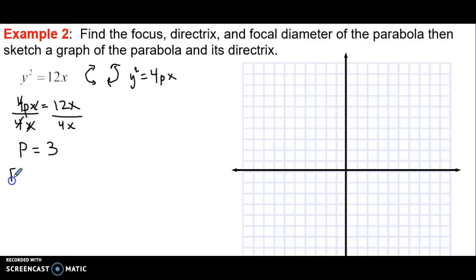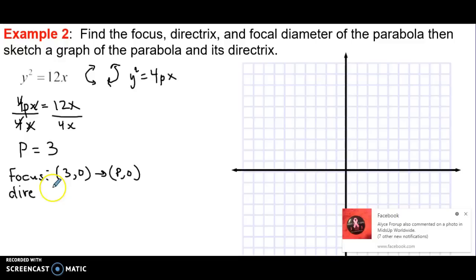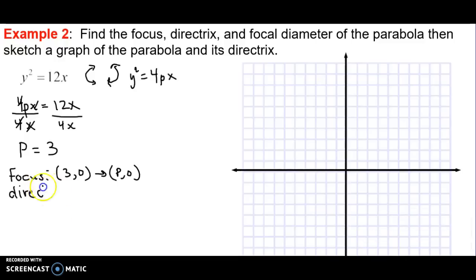That tells me that my focus is going to be 3, 0. Remember, this stems from p, 0. And then my directrix is going to be x equals -3. Remember, that still stems from x equals -p, and our p-value is positive.